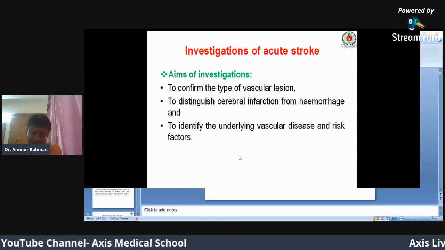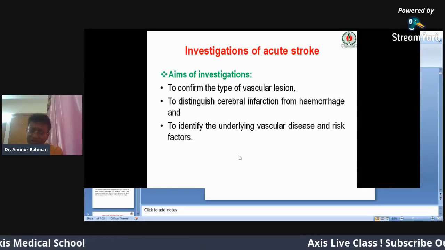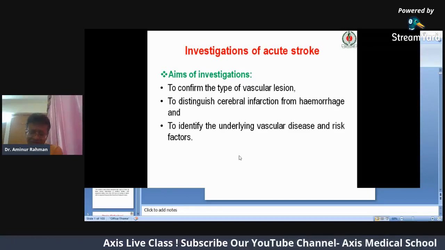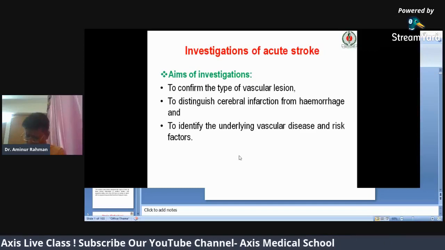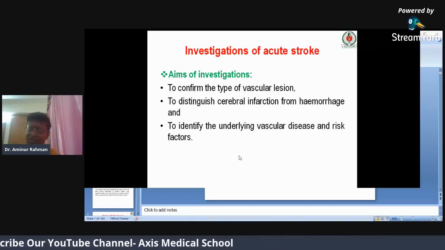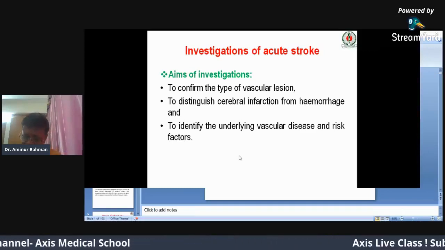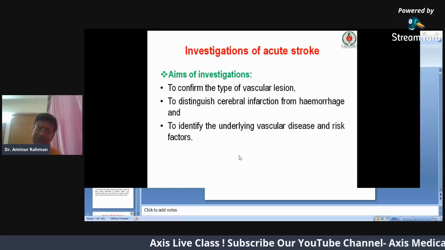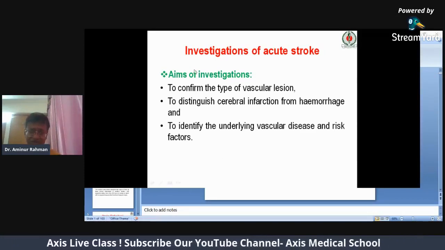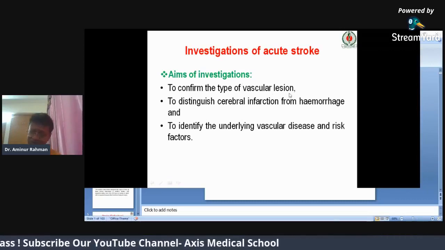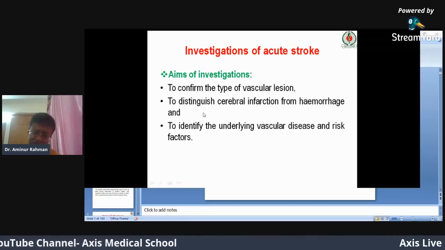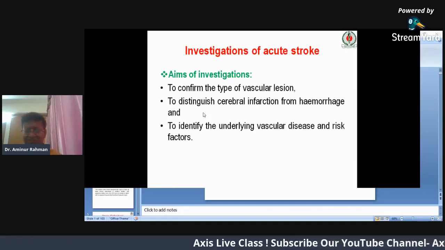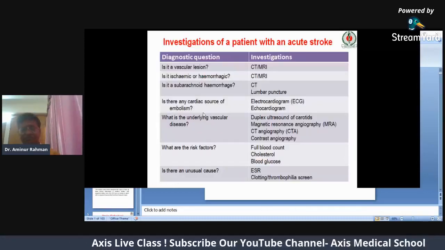So I told you before that stroke is always a clinical diagnosis, and imaging or other investigations we go for to detect the subtype of stroke, whether it is hemorrhagic or ischemic. So stroke diagnosis is always clinical. The aim of investigation is to confirm the type of vascular lesion, distinguishing cerebral infarction from hemorrhage, and to identify the underlying vascular disease and risk factors.